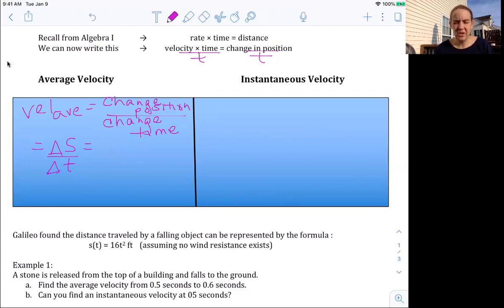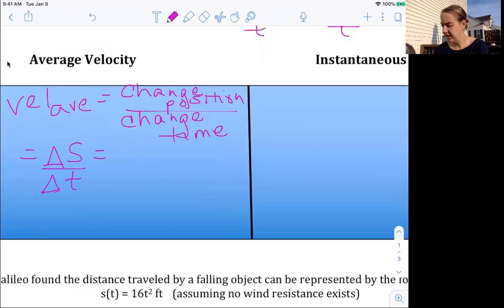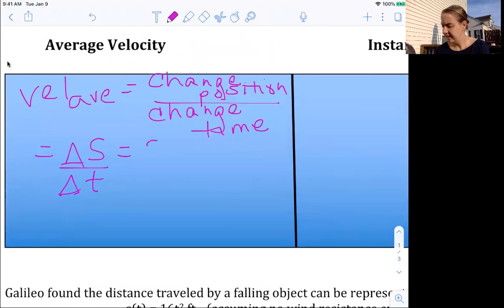I believe if you're taking your physics class, I don't think you use S for position. I think you use a different letter. But in calculus, we use S for position. And T, lowercase t, is time. So if we use some of our wonderful function notation, this becomes S of T1 minus S of T0 over T1 minus T0.